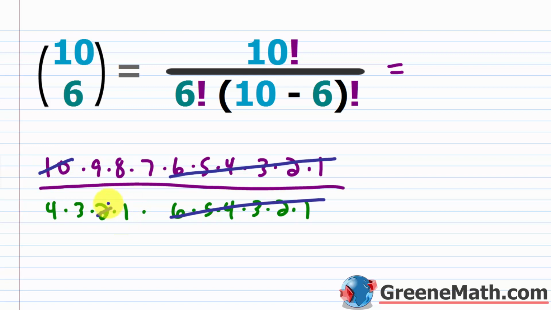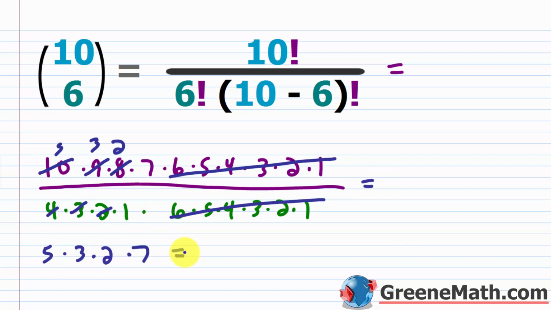So 10 divided by 2 is 5. 9 divided by 3 is 3. 8 divided by 4 is 2. And then really nothing else we can cancel. So let's just write here that we have 5 times 3 times 2 times 7. Okay, everything else is gone.